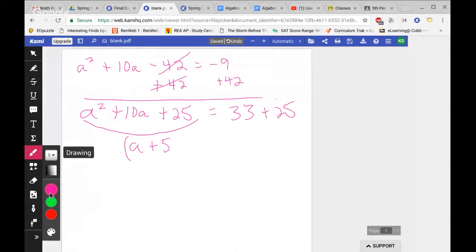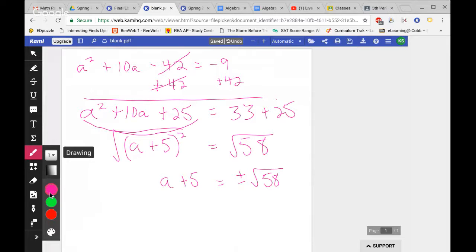Ethan told me that half of 10 is 5. So here's my perfect square binomial: a plus 5 squared equals 58. So now I'm going to take the square root of both sides. And I've got a plus 5 equals plus or minus the square root of 58.